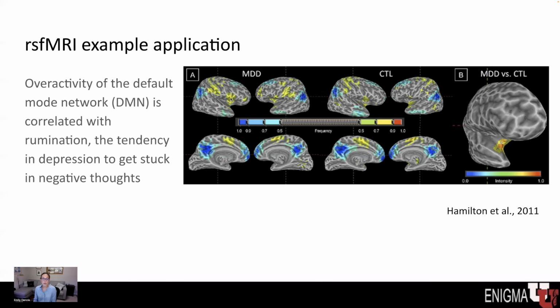This is one hallmark of depression, where people have a tendency to get stuck in negative thoughts that they can't pull themselves out of. They just think about what went wrong, why they're feeling so bad, how awful it is that they're still depressed and they can't do anything. And they get stuck in this kind of negative cycle. And it turns out that this is correlated with overactivity in one of these brain networks.